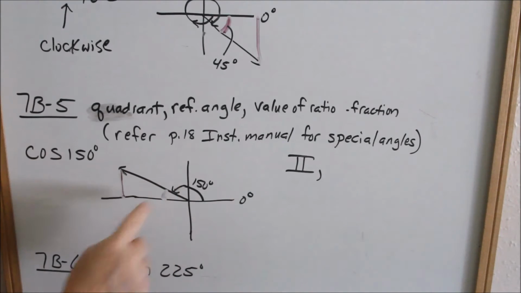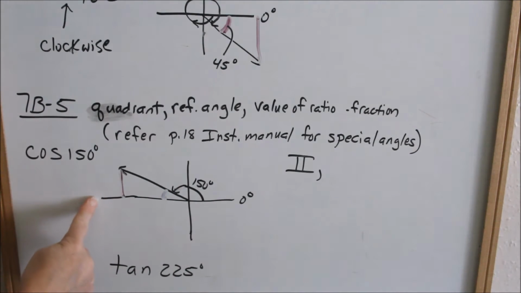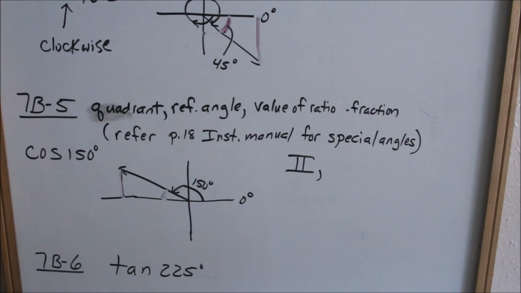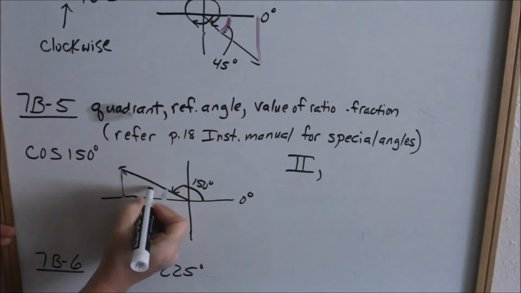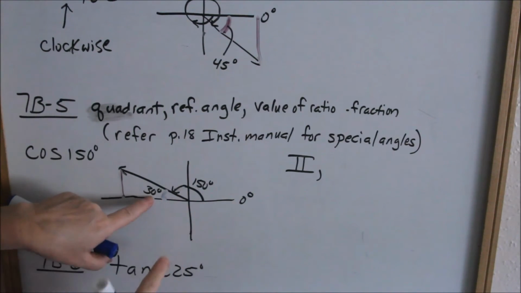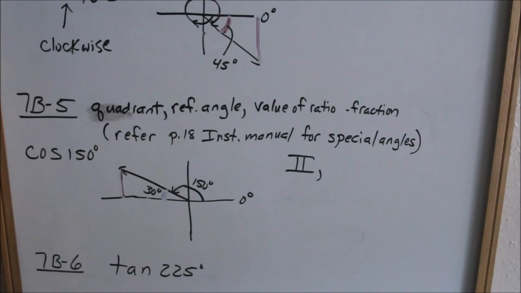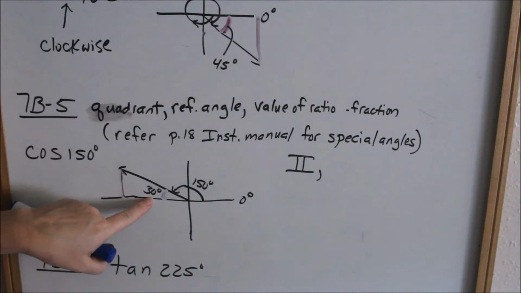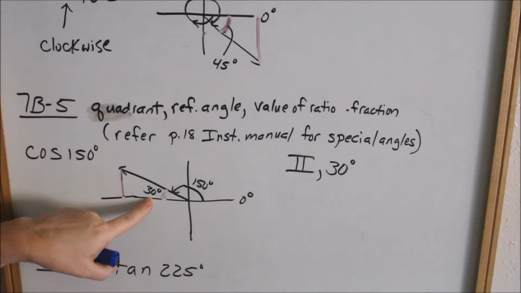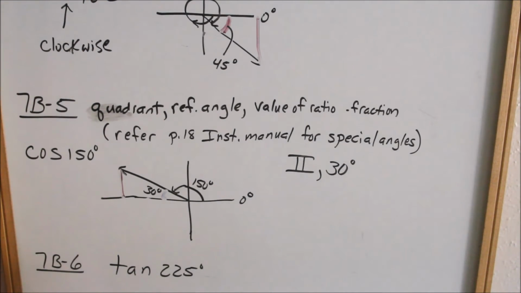Well, if this is 150 degrees, this line represents 180. How much is that angle? Well, 180 minus 150, that would be 30. These two angles right here should be supplementary. 150 plus 30 is a straight line, 180. So my reference angle is 30 degrees. A reference angle is always acute, less than 90, and it's always a positive number. Okay? Now the last thing that they're asking for is the value of the ratio, cosine.